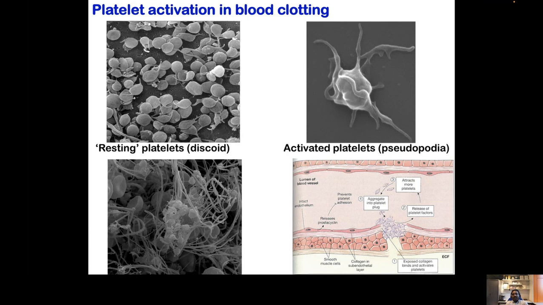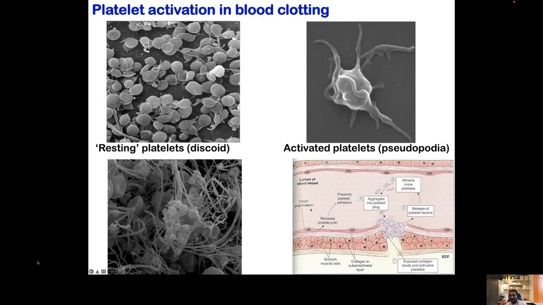So what are the different stages of platelet activation? Don't worry too much about the platelet activation in this lecture. I'll just skim through because we have the next lecture on blood clotting, where I will talk about the blood clotting in more detail. So there are 4 stages of blood clotting here. Okay, so we will talk about the platelet activation particularly.